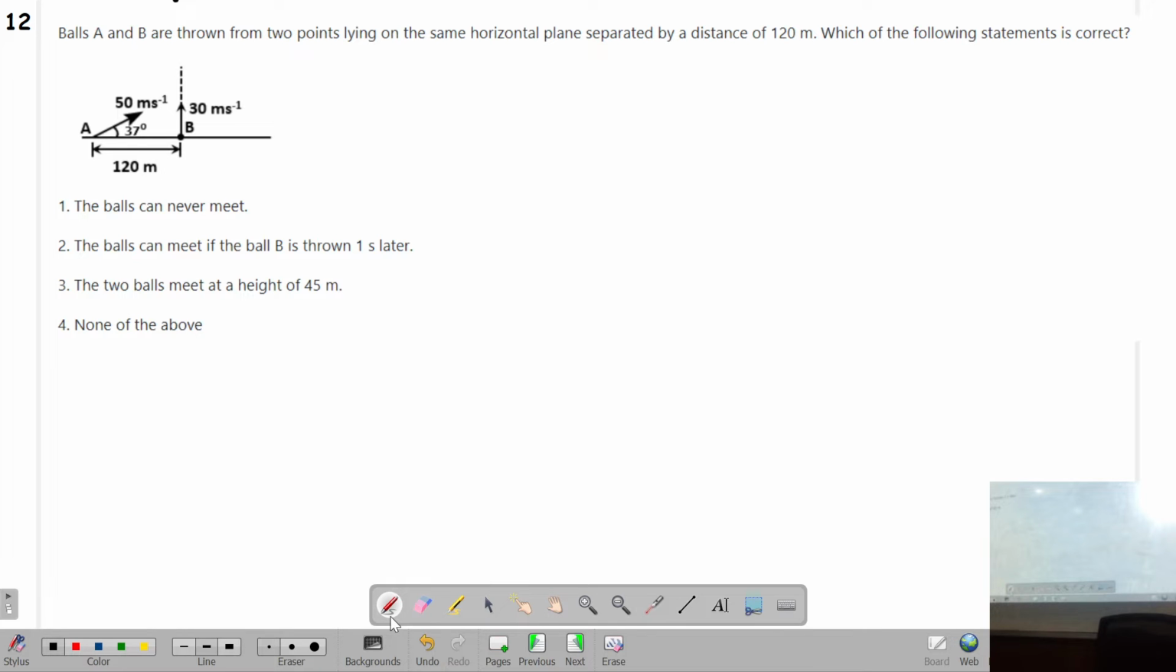Okay, so now look over here. After some time, it is asking, try to understand, these options are given in terms of meeting. Two options are given. The balls can never meet. All the three options have one word in common. What is common? Meet. So that means collision should happen or not?